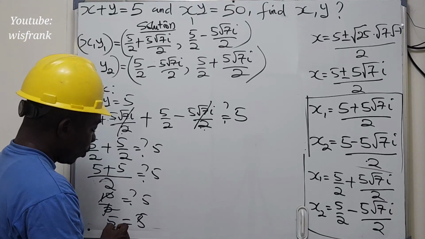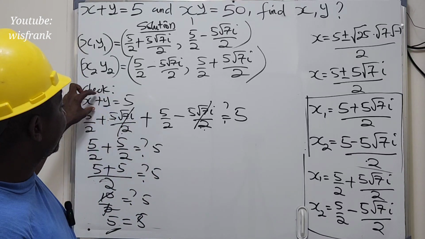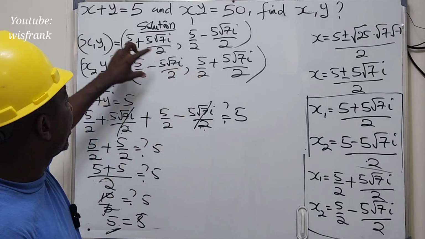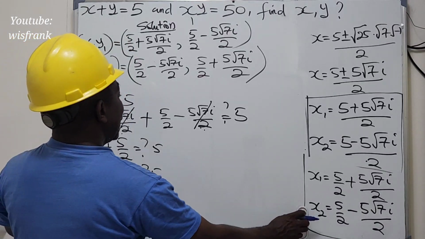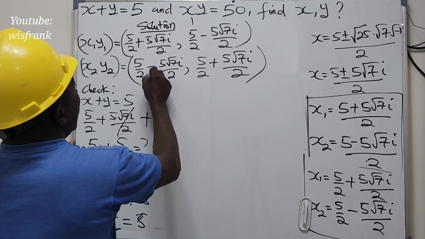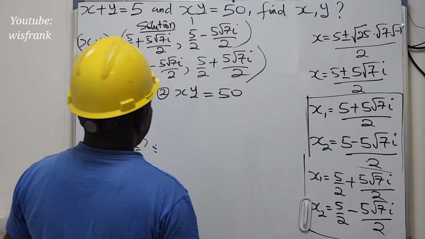So therefore, what we have on the left hand side is what we have on the right hand side. Therefore, the first condition, x plus y equals 5, as the summation of this value of y and x gives us 5, has been satisfied. So let us check the second one, which is the product of x and y. Will it become 50? Then let's check.